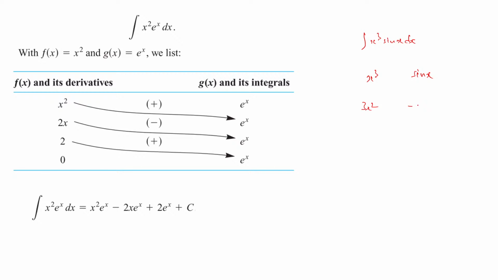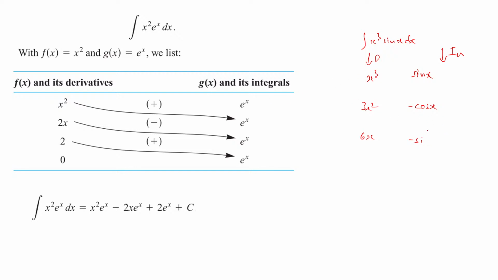Integration of sin x is minus cos x, right? If we differentiate, it will become sin x. This becomes 6x, right? This becomes what? Differentiation of minus cos x, no, no, no. This is integration. You have to keep integrating this one, and keep differentiating this one. See g of x and its integral.